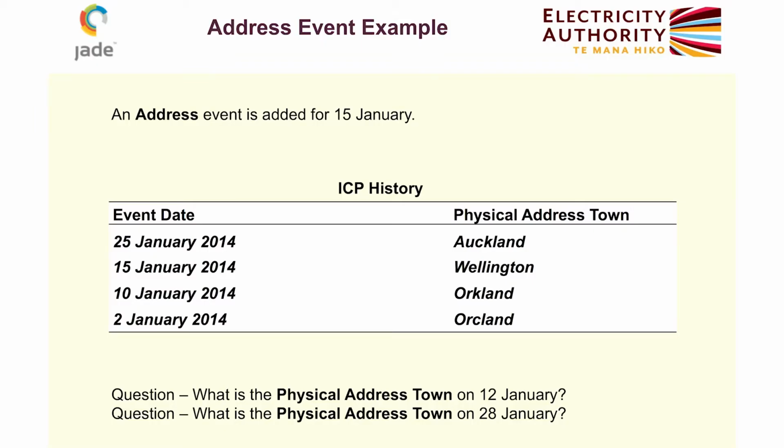Now we could, I mean, this is a really silly example, but we could make a change on the 15th of January and make the town Wellington. And this is the ICP history, and one of the screens that you can look at is the ICP history, and you can see a complete list of all the changes to particular groupings of ICPs, of attributes.